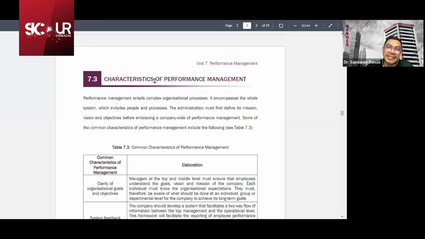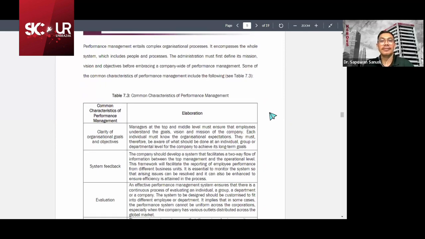Okay, now we go to ciri-ciri of the performance. Entire complex organization process encompass the whole system. What should be in the system? The first, on the performance management, you must clarify your goals and objective towards the performance management. Reward. Dalam performance management ada reward. Okay, dia ada improvement development plan. Dia ada monitoring, implementation. The last part is about feedback.